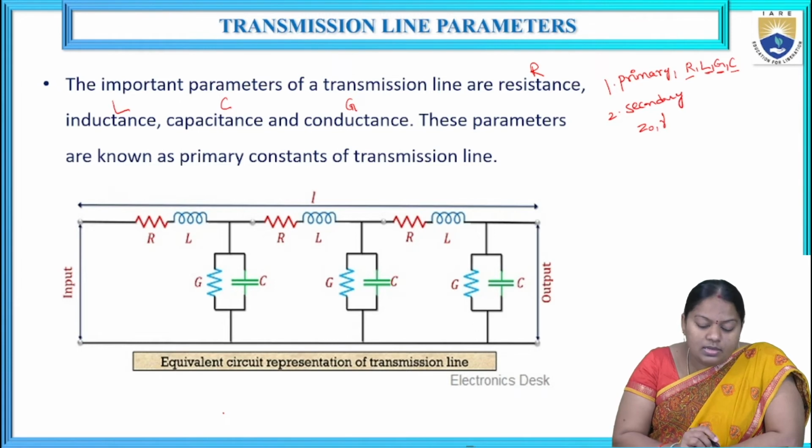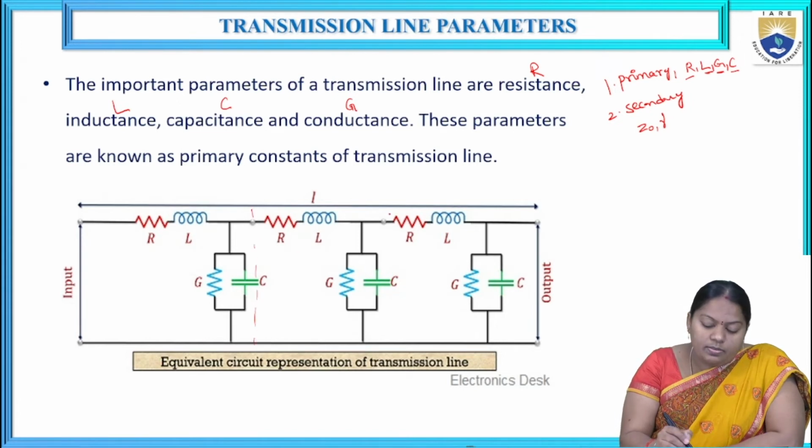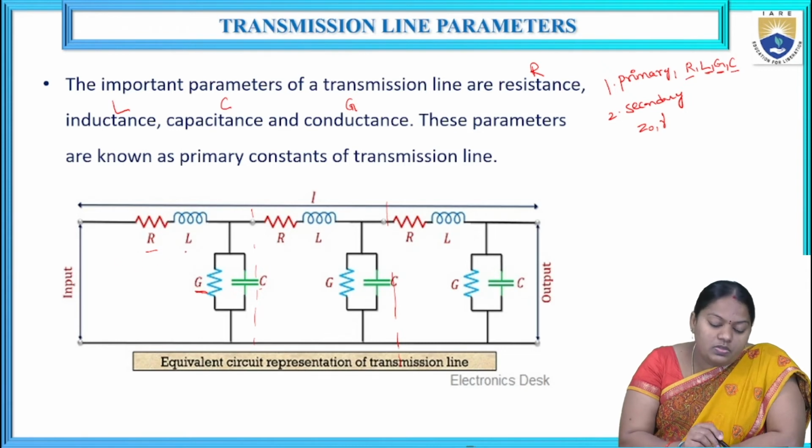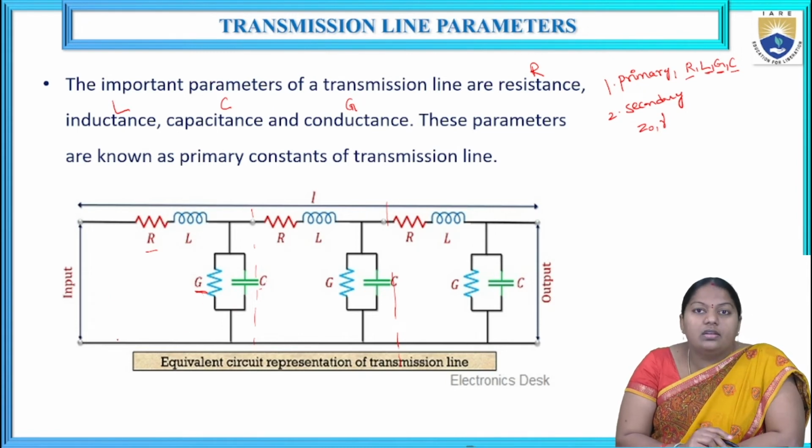Here is the simple circuit diagram for the equivalent circuit of a transmission line, consisting of lumped networks. Each lumped network consists of 4 primary parameters: resistance R, series inductance L, shunt conductance G, and capacitance C. Resistance R and inductance L are connected in series, whereas conductance G and capacitance C are connected in shunt. If you observe, these two are connected in series, and conductance G and capacitance C are connected in parallel.